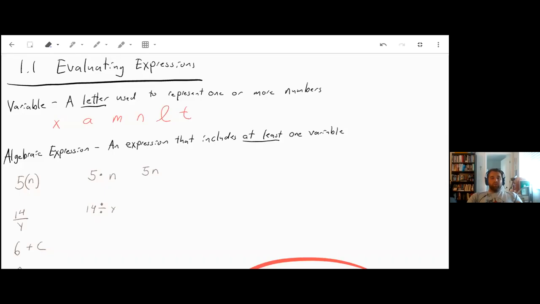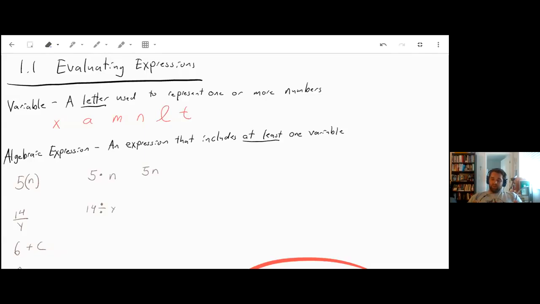Well, welcome to section 1.1 on evaluating expressions. First thing I want to do with you today is talk about a few vocabulary terms we'll be working with. The first is a variable, and I know you've worked with variables before, but I just wanted to reiterate, a variable is a letter that is used to represent one or more numbers.